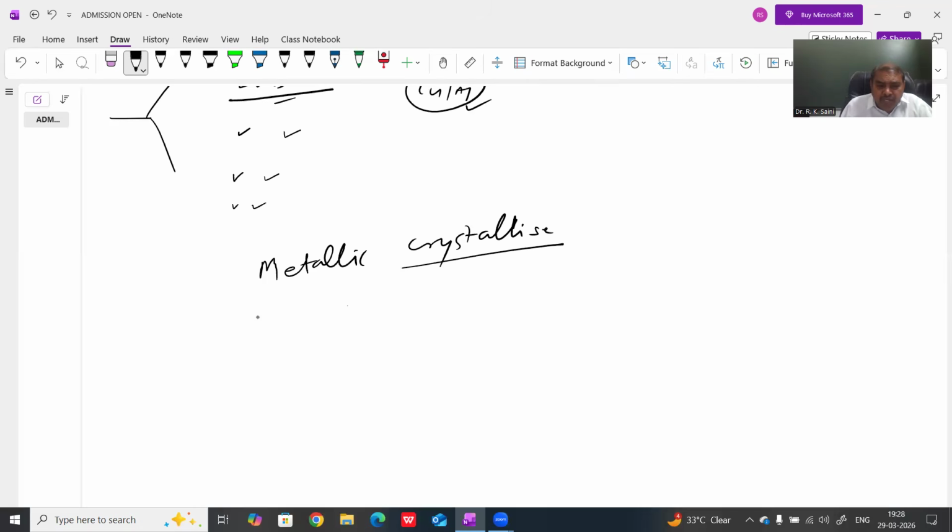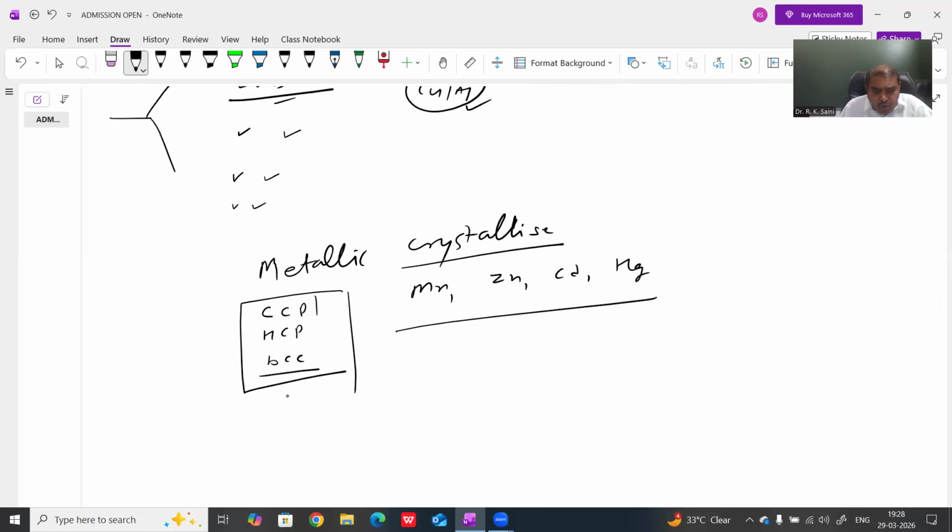The most common crystal structures are cubic close packed, hexagonal close packed, and body centered cubic structure, except for manganese, zinc, cadmium and mercury, these four elements in the d block. Other d block elements possess one or more crystalline structures at normal temperature, and so they also show polymorphism. Polymorphism means that more than one structure is present.